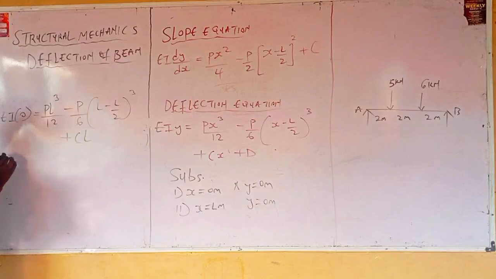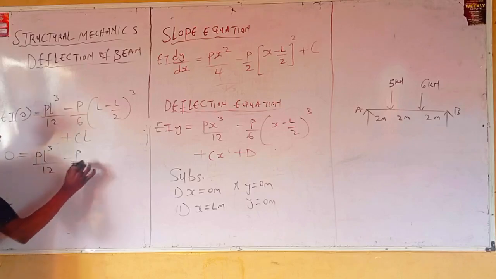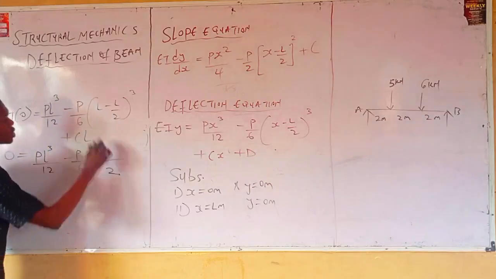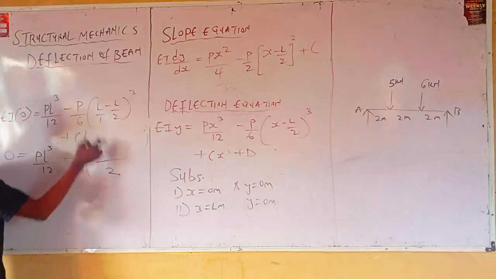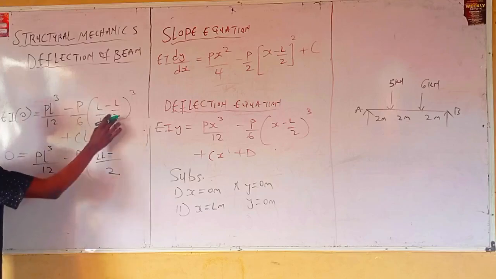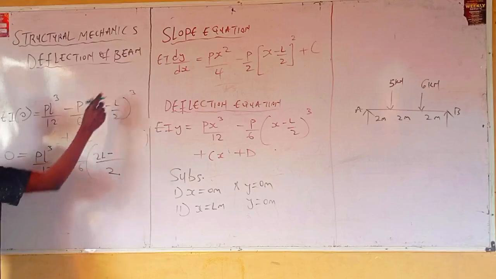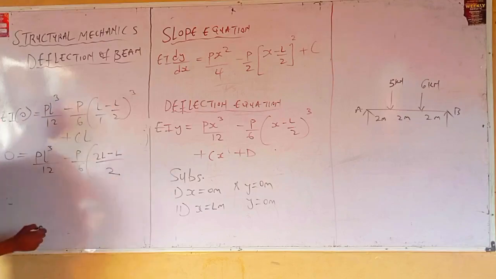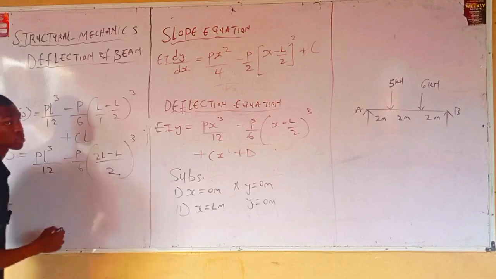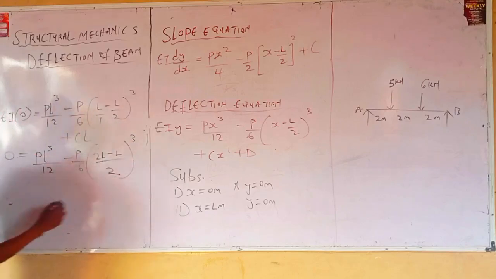Okay, from here we have 0 is equal to PL cube over 12 minus P over 6, all into bracket. What's the LCM here? That's 2. 2 divided by 1 is what? 2. 2 times this is 2L. 2 divided by 2 is what? 1. 1 times this, what do you have? L. Right? Then square, then cube it. This cube is affecting the whole bracket.